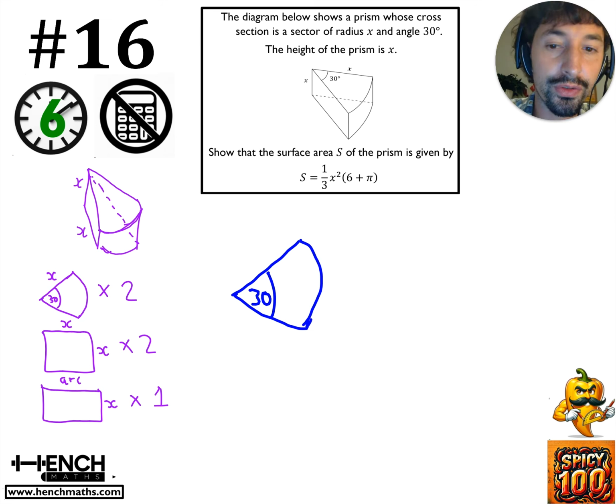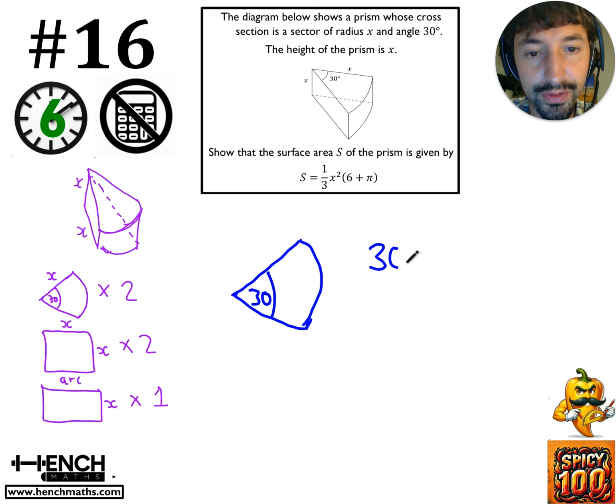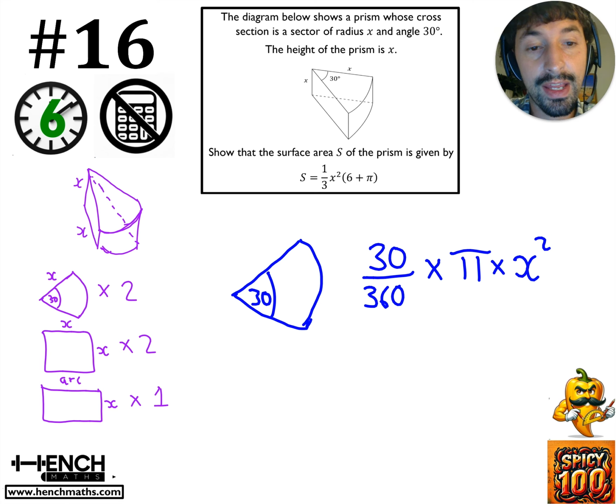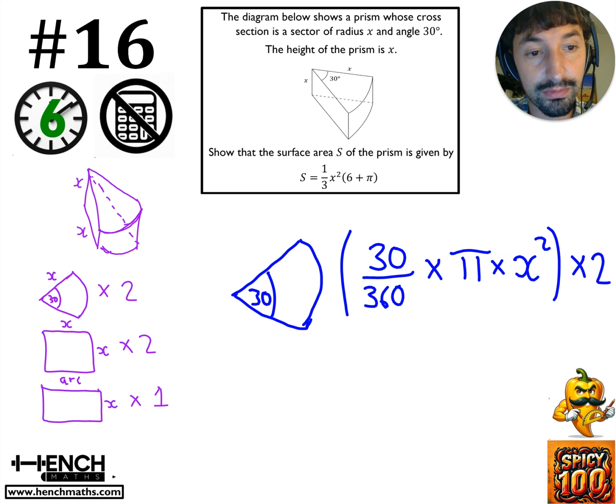So because a full circle would have 360 degrees, as a fraction of a whole circle, this is 30 over 360 multiplied by the area of a circle, which is pi r squared. And our radius here is x, so it's going to be multiplied by pi x squared. And actually we've got 2 of these.